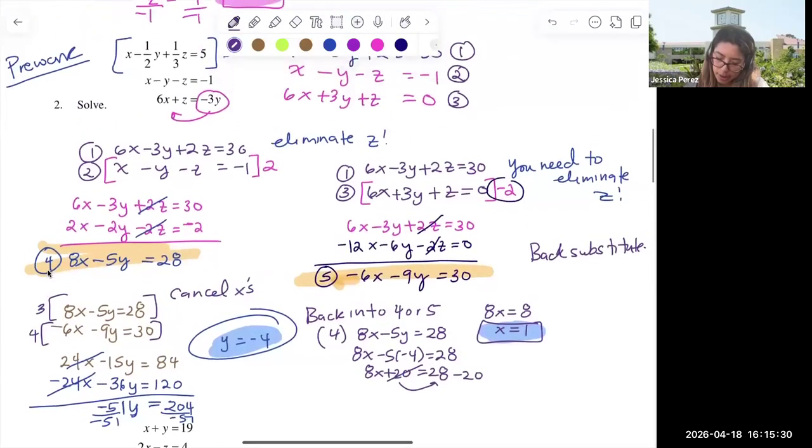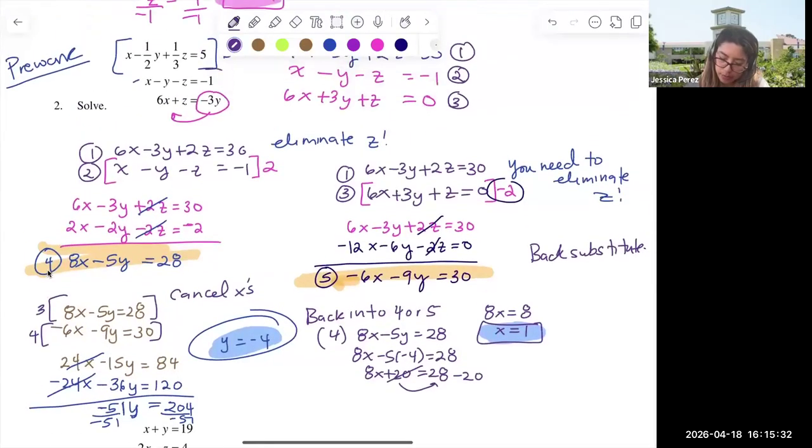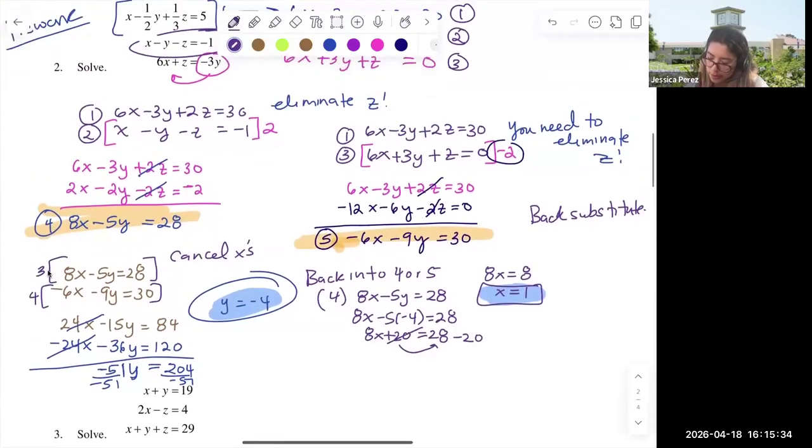And I'm going to decide to choose equation 2. So I'm going to substitute in equation 2. It's x minus y minus z equal negative 1. But I have x and y. 1 minus 4 minus z equal negative 1. I have a 5 because 1 minus minus is a plus, so it's 5 minus z equal negative 1.